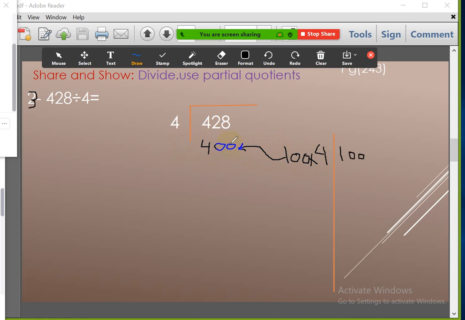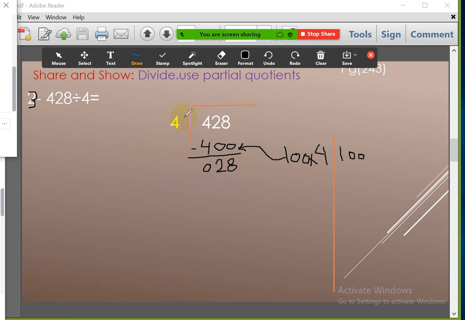Okay, let's find the number. 8 minus 0 equals 8. 2 minus 0 equals 2. 4 minus 4 equals 0. Look, the number left with me is 28. So, can I divide 28 by 4? Yes, I can, because 28 is greater than 4.